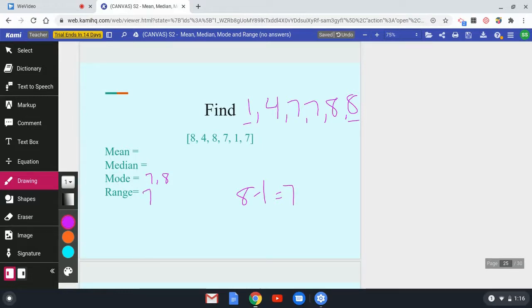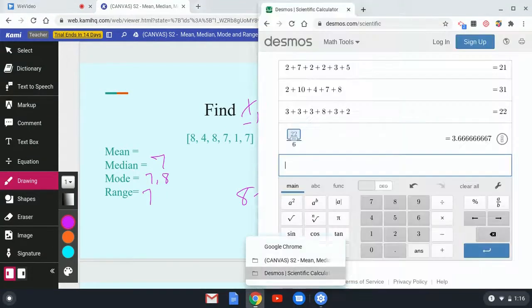The median is the middle number, so I just start by crossing off the high and the low, then the next high and the low, then I'm in the middle. What's right in between 7 and 7? 7. Then we add and divide.